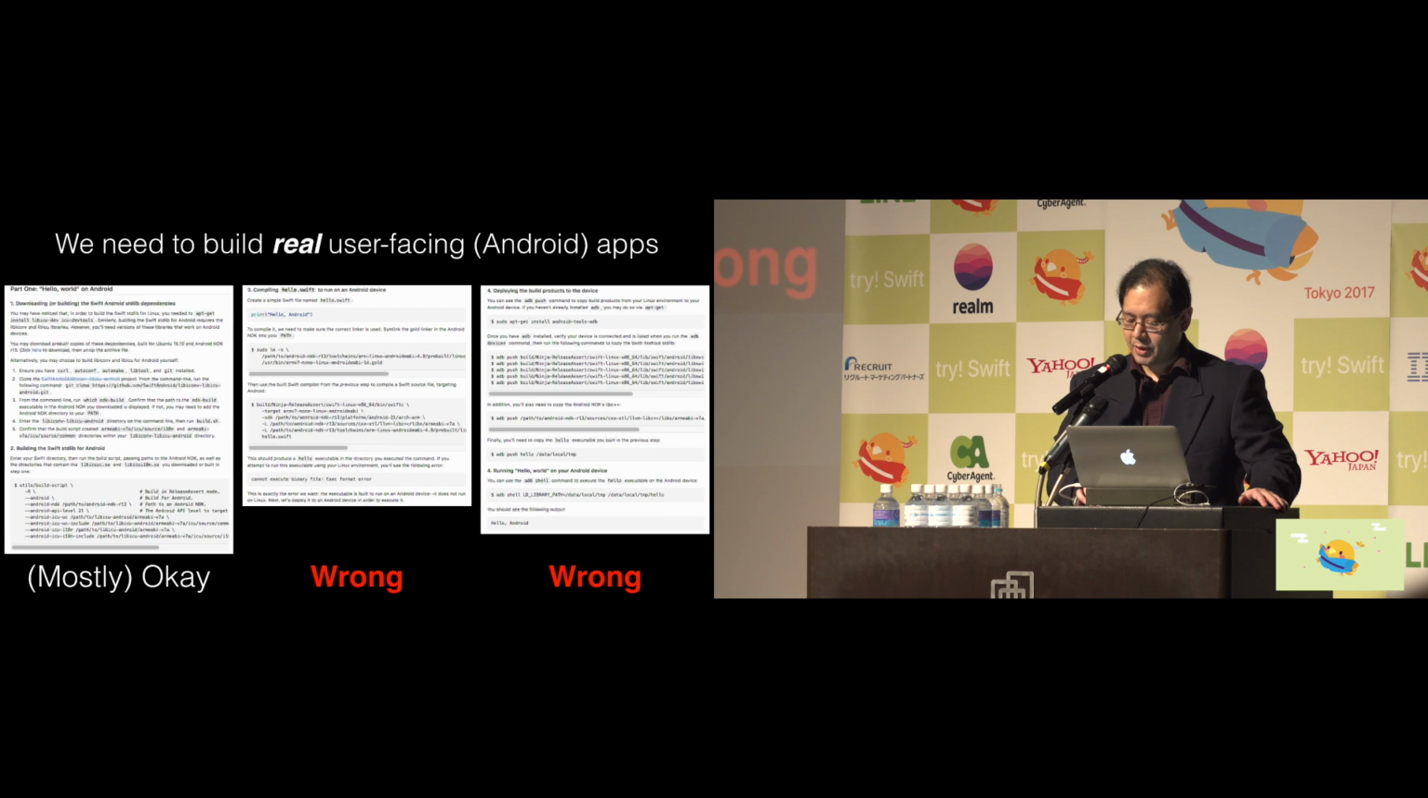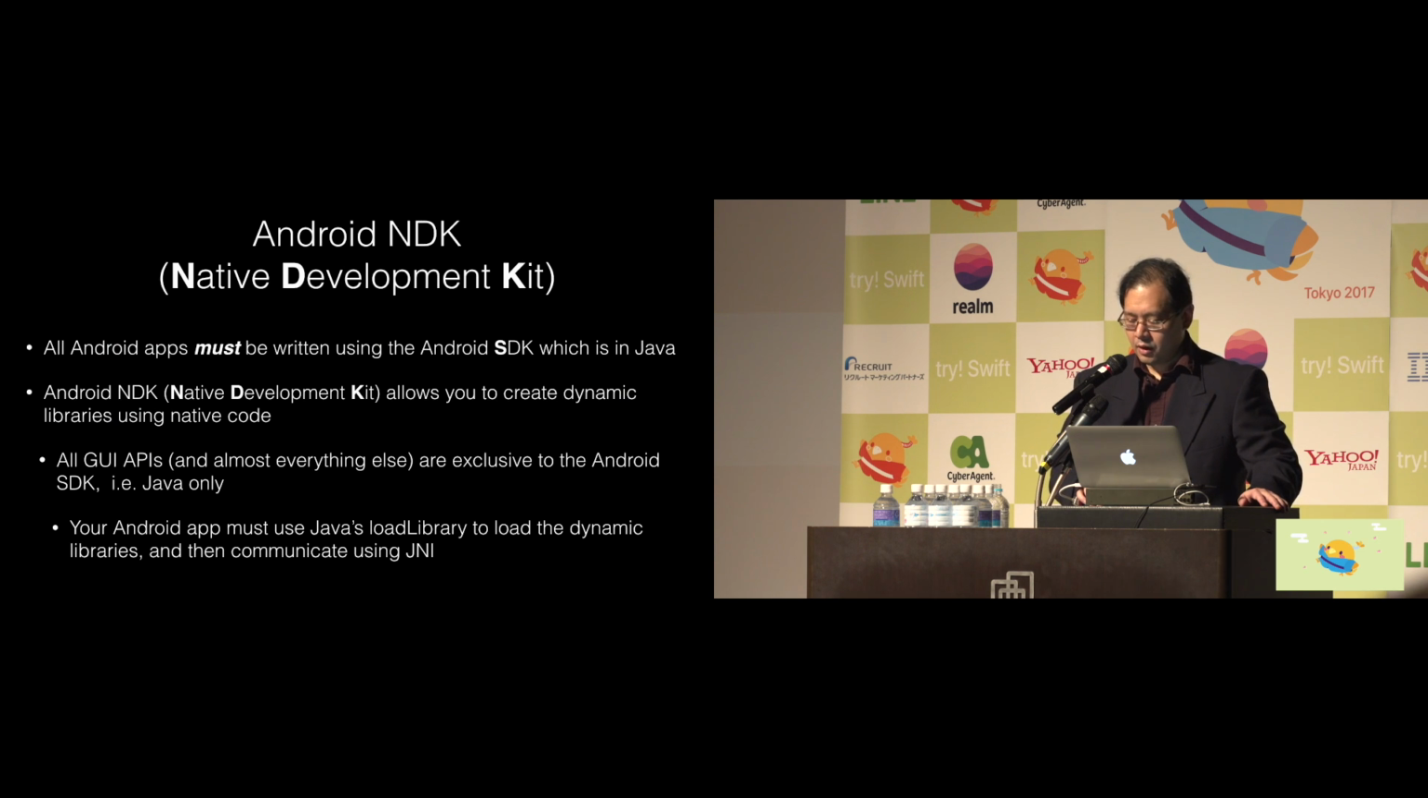But first, I must introduce Android development. All real Android apps must be written using the Android SDK, which is in Java. Android originally was Java only, but had to cave to game developers, so they created the NDK, which lets developers create dynamic libraries in C and C++. But the NDK is the bare minimum they needed to do.